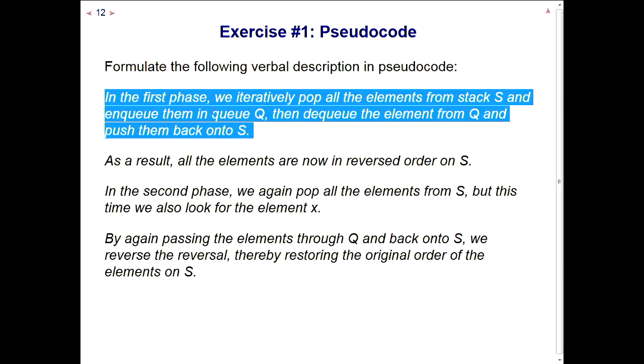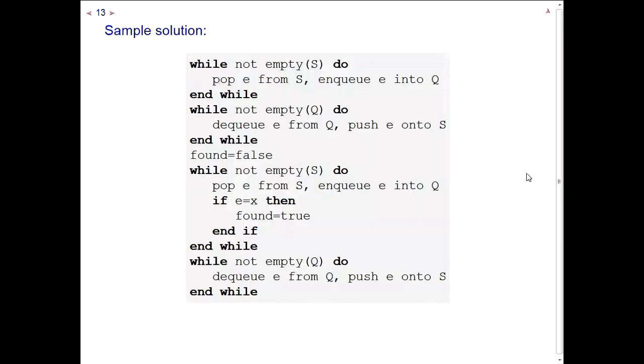And then we have a second phase where we do the same thing again, but now we look for an element X. And that can also be translated into pseudocode. I have put it up here. There are different ways in which you can do this. The while loop condition is actually more formal than what you have suggested. You suggested "while S is not empty", and here I've said "while not empty S", which is slightly more formal. But of course, you can also say "while S is not empty", or "while S still contains elements". All this is possible in pseudocode.